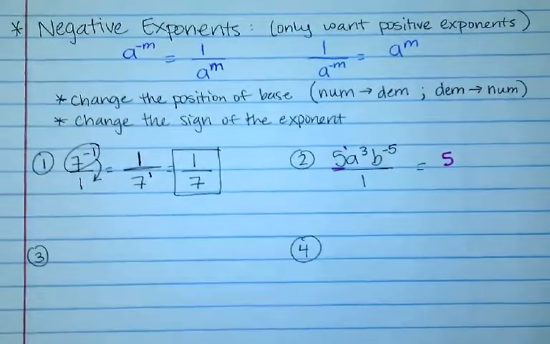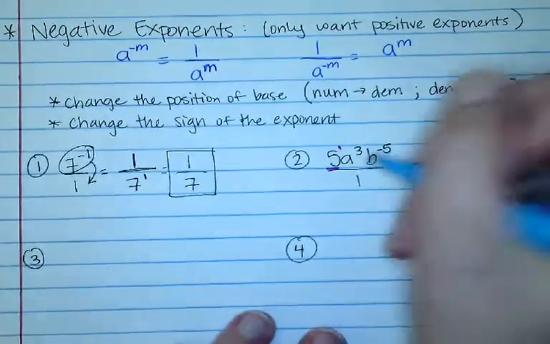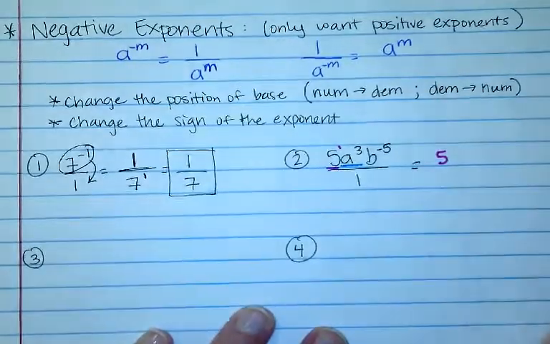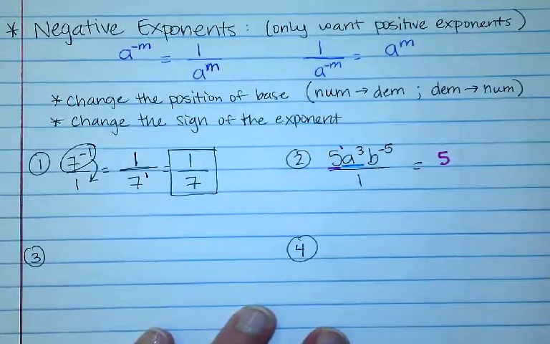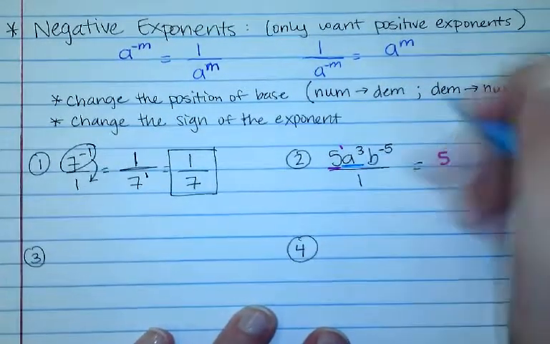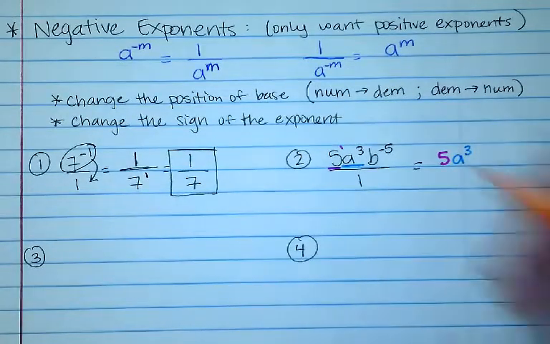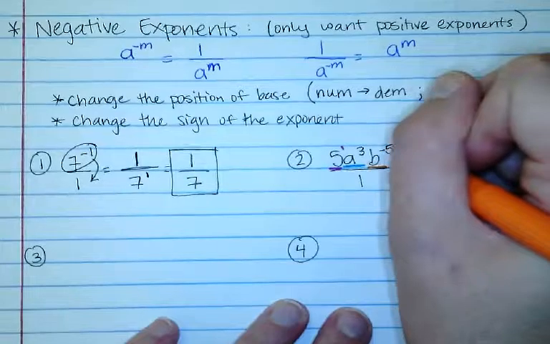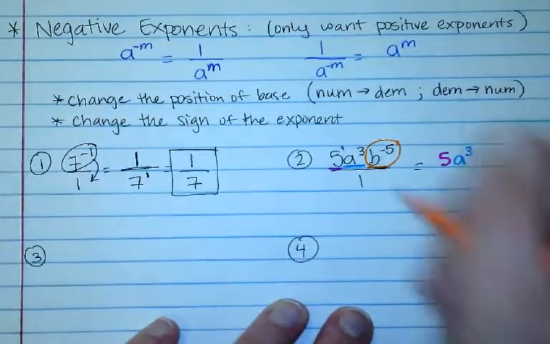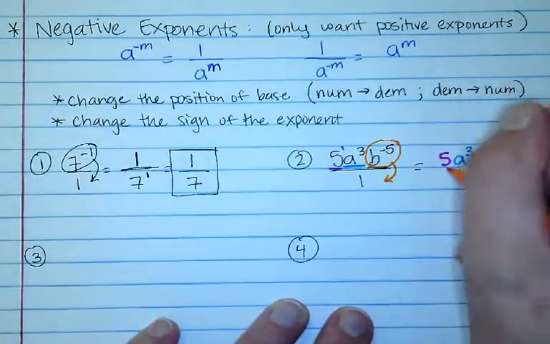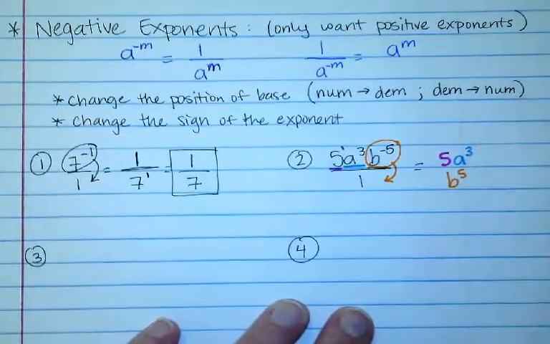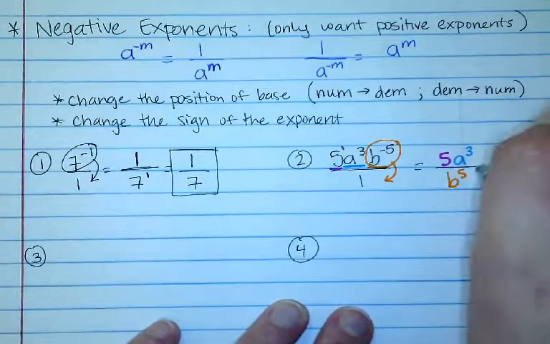Does my a variable need to change positions? No, that's a positive exponent, so it doesn't have to change. But my b variable here has a negative exponent, so it needs to change. So the b to the 5th is now in the denominator.